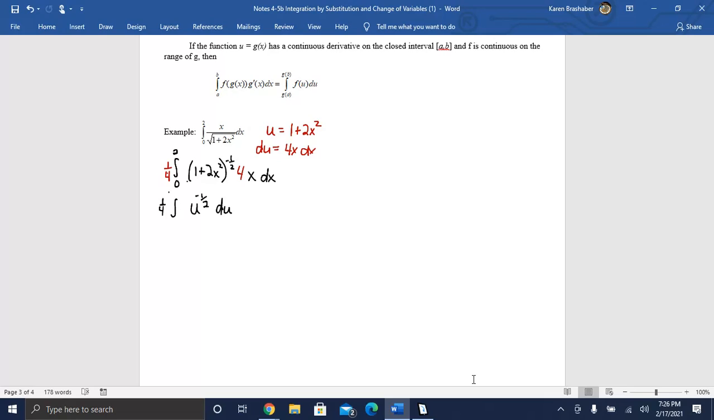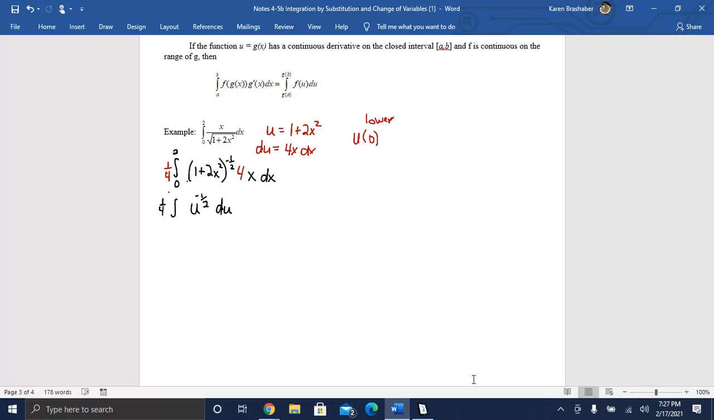But this is a definite integral. So I have to adjust those limits of integration. The way that I'll do that is I'm going to treat the u like a function. And I'm going to adjust the lower one first. So u of 0, and this is the lower limit. I'll do it first.